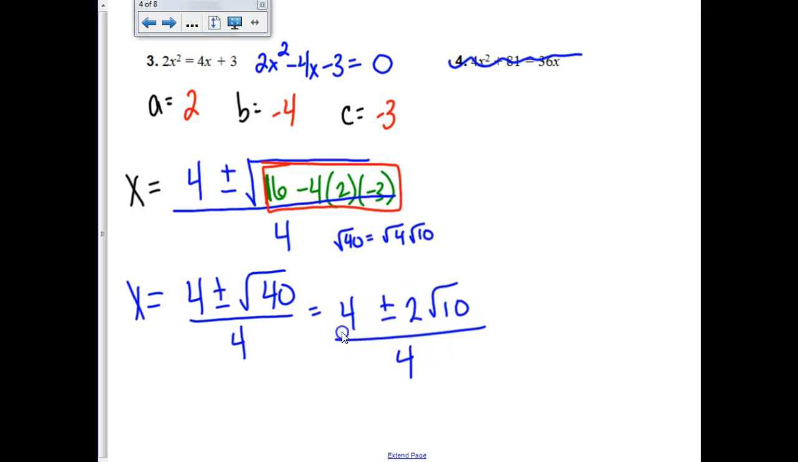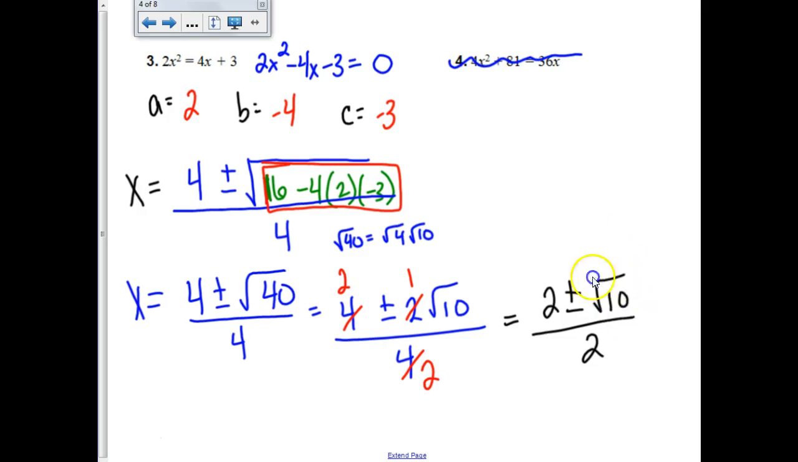Each one of these coefficients, 4, 2, and 4, they can all be divided by the same number. What is their number? 2. So cut them all by 2. This guy becomes a 2, this guy becomes a 1, and this guy becomes a 2. So my final answers are 2 plus and minus, you can put a 1 in front, or you can just say the square root of 10 divided by 2.